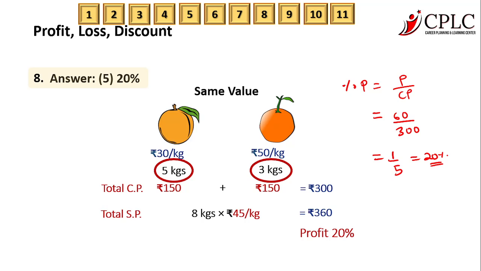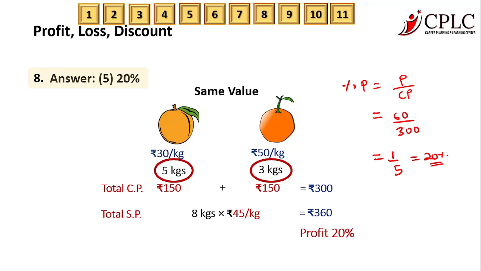Now, the other type of concept that is only left in profit, loss and discount is something called cheating. And cheating normally happens with two types from the shopkeeper to the customer. One type of cheating is the adulteration of goods, and the other type of cheating is faulty weights. So both are very easy, straightforward questions. The last three questions are based on that. Let's try and see them also.